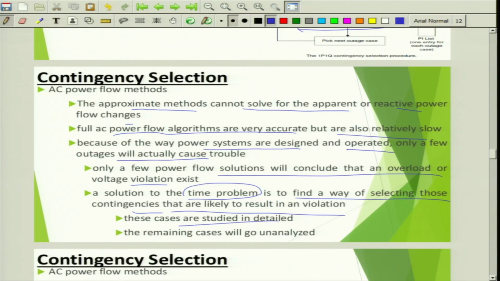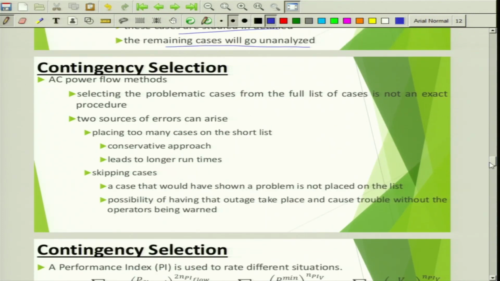So these cases are studied in detail. The remaining cases will go unanalyzed naturally. So selecting the problematic cases from the full list of cases is not an exact procedure. That means, let us say there are 2 possible errors that may arise here. Considering two sources of errors, that is placing too many cases on the short list. Already you are shortlisting, and if that number of shortlisted cases also is too much, then it is again a difficult thing. The objective of shortlisting is to minimize the effort, right.